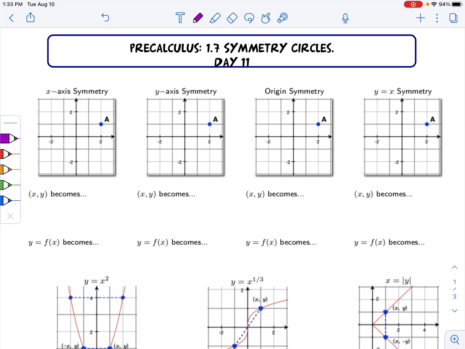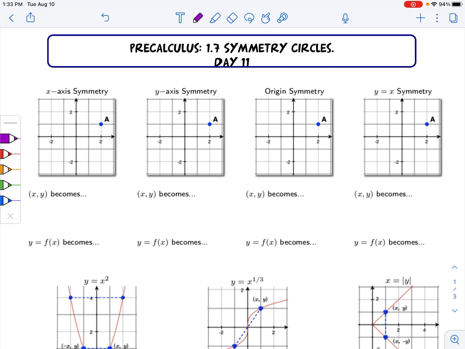So there's really four main types of symmetry, but we really work with three. One of them is x-axis, y-axis, origin, and then we have a y equals x symmetry. The best thing about this is you can think of it visually or looking at an equation.